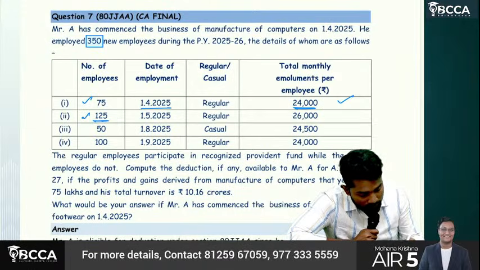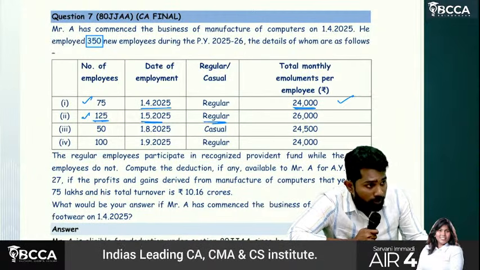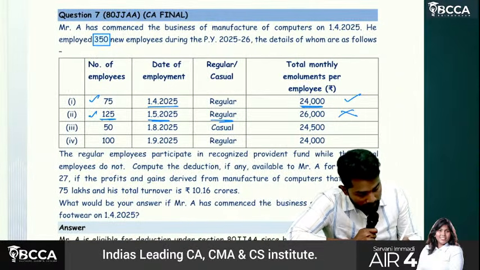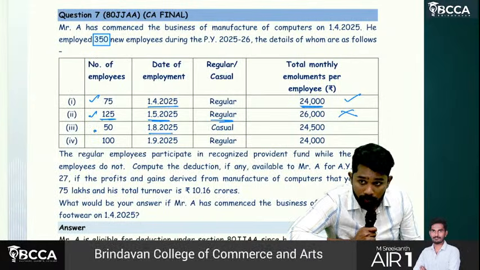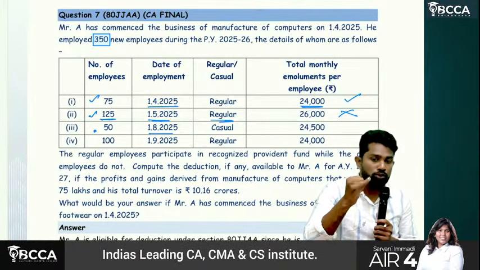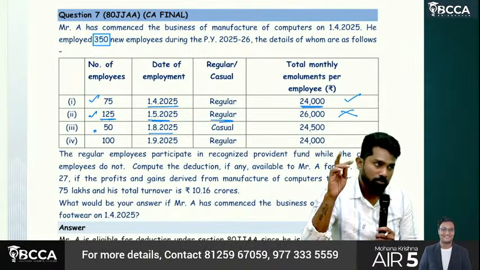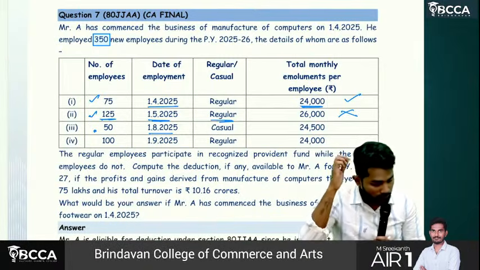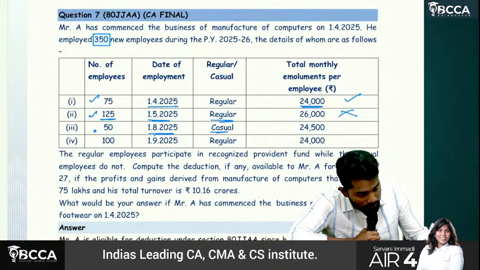125 employees on 1st May, regular only. Total emoluments how much, sir? 26,000. Eligible or ineligible? Ineligible. Then 50 employees, sir. Date of employment, when? 1st August. Now how many months are there, sir? April, May, June, July: 4 months they didn't work. 8 months worked. More than 240 days only, sir. So these are also eligible.